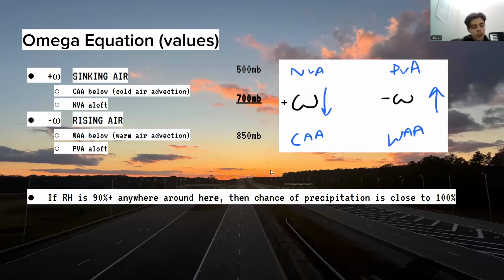So one more thing that I wanted to say for the omega values, they're used for identifying the upward vertical velocities. And you can see some maps where the velocity in millibar per second is shown. And that's how we would get these omega values.